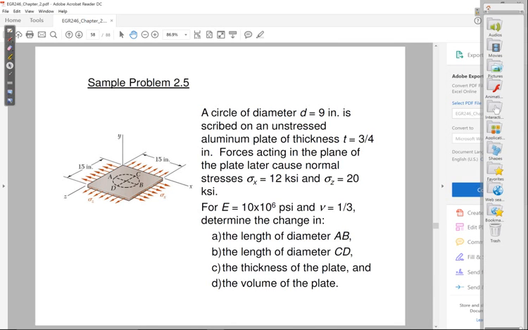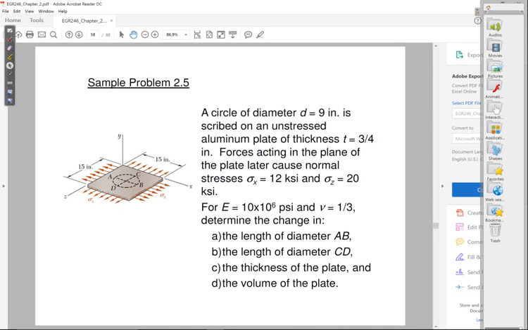They also tell you that you're going to apply stresses in the x and the z directions equal to 12 ksi and 20 ksi respectively. They give you Young's modulus and Poisson's ratio. Poisson's ratio is 1/3 in this case. Find the change in the length of diameter AB, the length of diameter CD, find the change in the thickness of the plate, and then finally find the thickness and the volume of the plate.